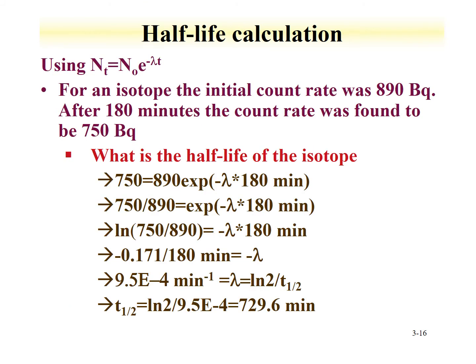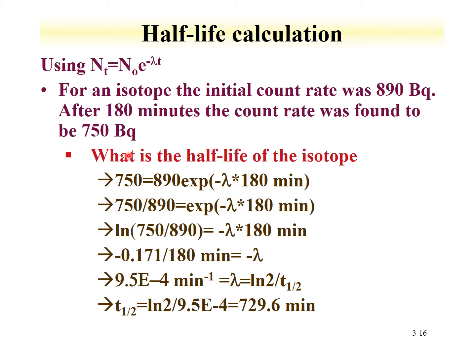Let's make some examples with these equations. So a half-life calculation, let's use the number of atoms at a given time is equal to the number initial e to the minus lambda t. All right, so we'll utilize this in terms of activity. We have an initial count rate of 890 becquerel. After 180 minutes, the count rate was found to be 750 becquerel. What's the half-life of the isotope?